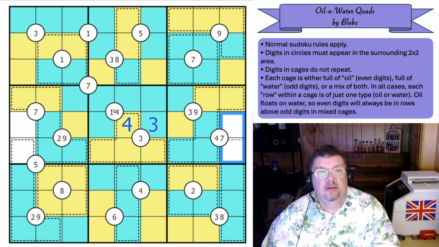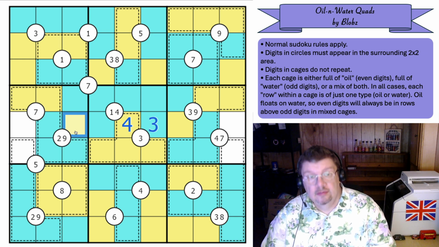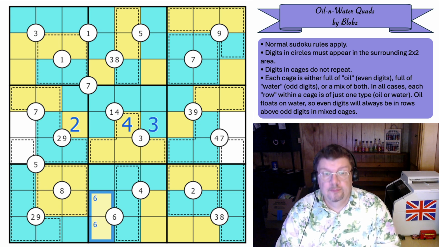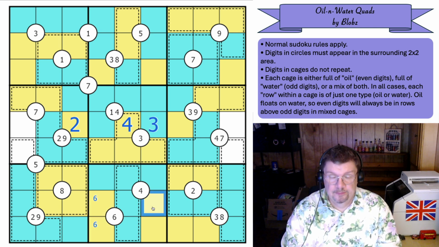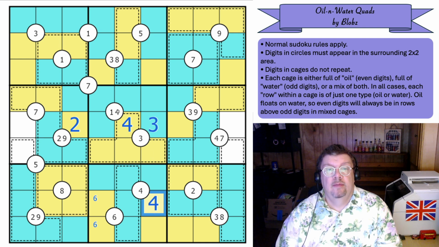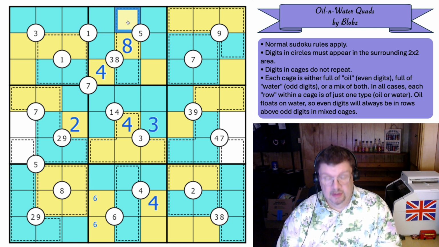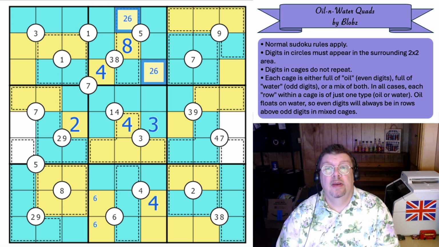Okay, so let's start putting some things in. All right, this 2. There's only 1 even digit around that quad circle, so that must be where the 2 goes. I need a 6 in one of those 2. I need a 4 precisely here. That by sudoku makes that a 4 as the last remaining even digit in the column. The 8 for this quad circle must now go here, and that makes this a 2-6 pair.